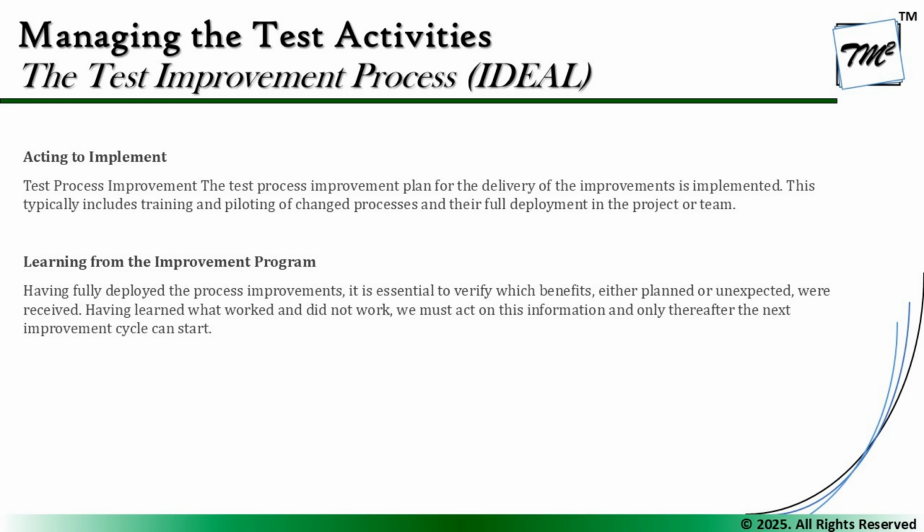The test process improvement plan for the delivery of the improvement is implemented. This typically includes training and piloting of the changed process and its full deployment in the project or team. So at this point, it is very important that we are rolling out those amendments, rectifications, and suggestions which you have planned. As you roll this out, you would see whether things are being executed as planned, and at the same time collect metrics and data to see how effective it was.